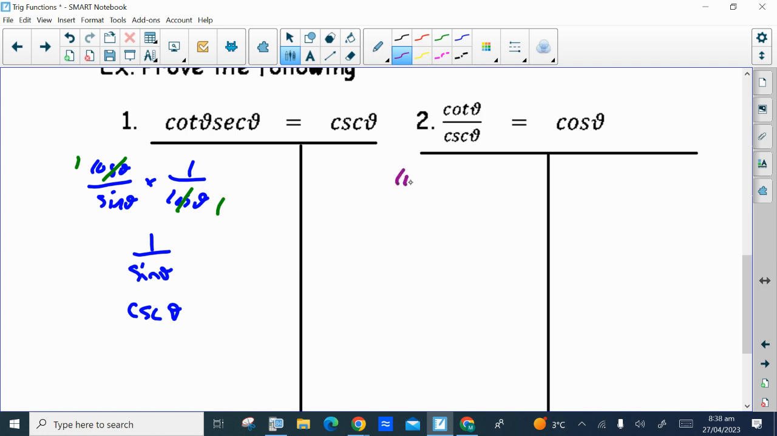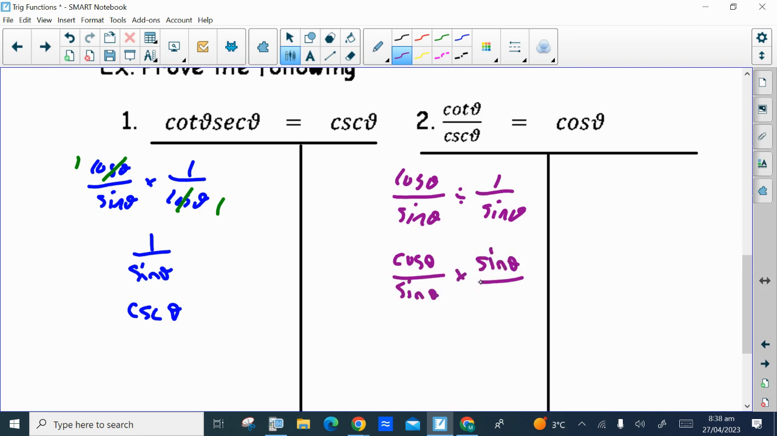Cotan, again, is cos over sine. And that's divided by cosecant, which is 1 over sine. And to divide a rational expression, you multiply by the reciprocal. The sine thetas will cancel, and you're left with cos theta over 1.